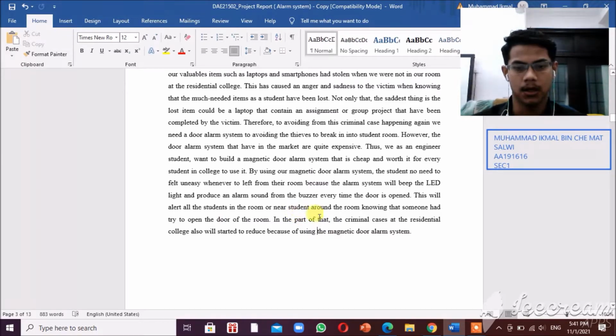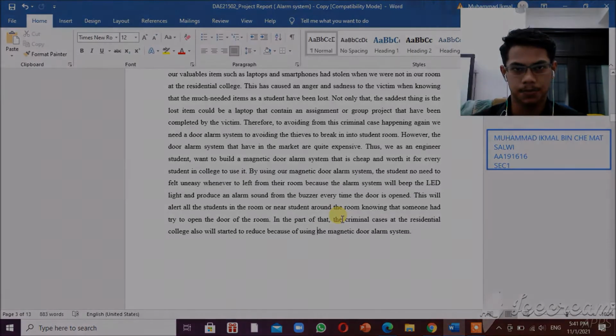So I believe that using our magnetic door alarm system, using a Hall sensor, will reduce the criminal cases that happen in the residential college.